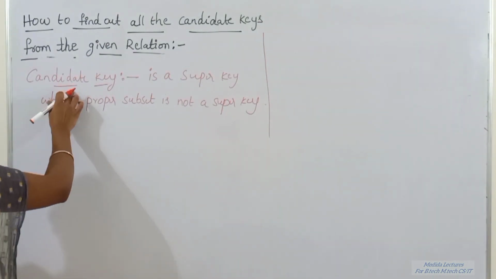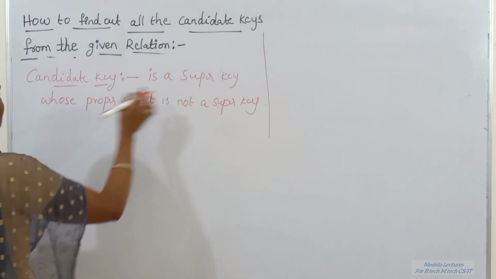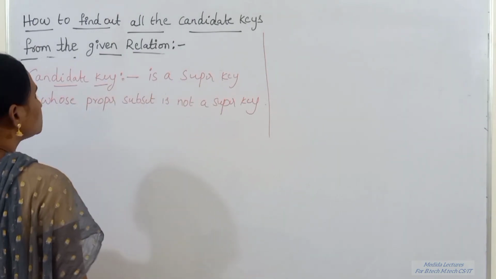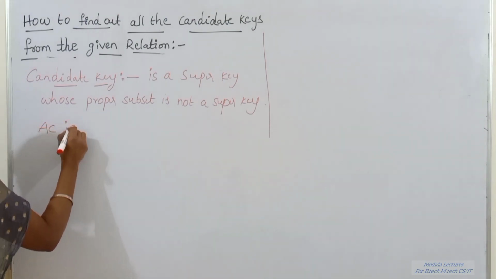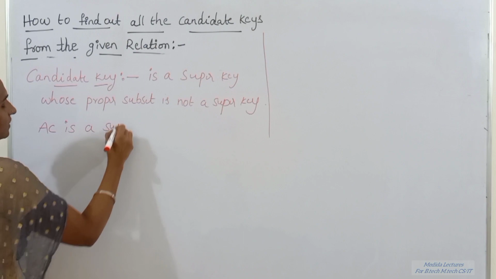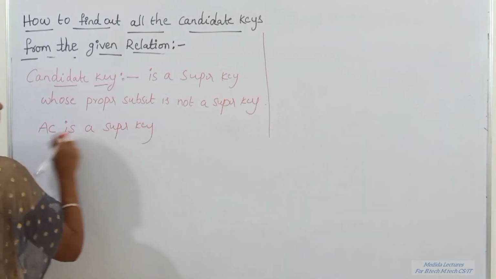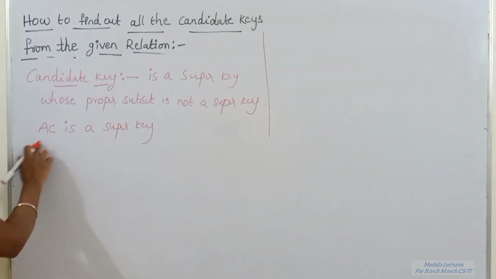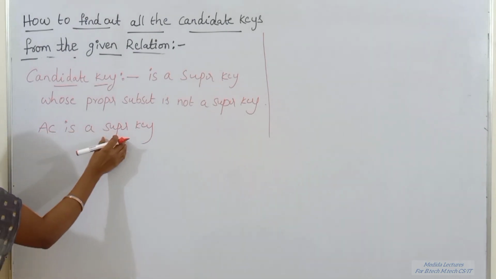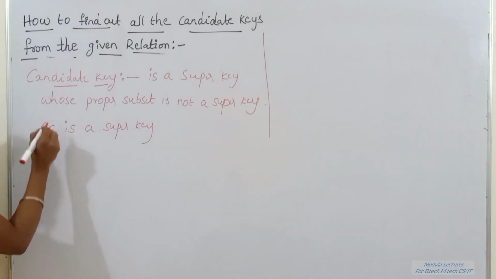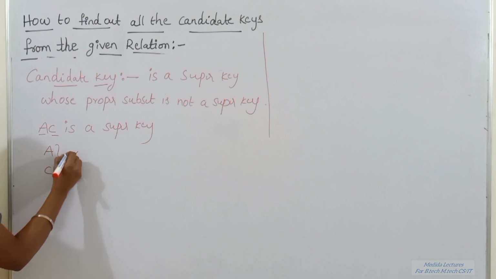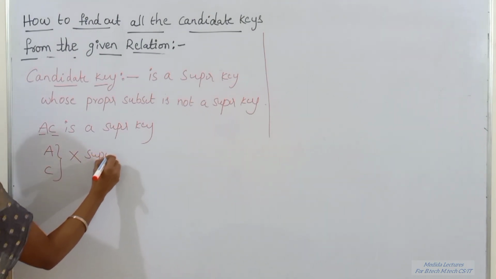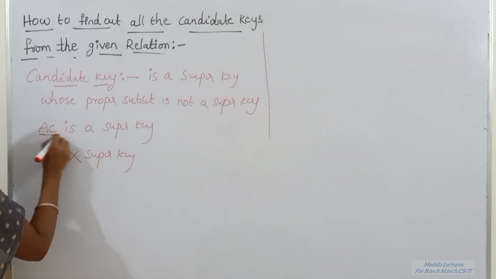So what is a candidate key? Candidate key is a super key whose proper subset is not a super key. Let us assume AC is a super key. When will it be a candidate key? If AC is a super key, what are the proper subsets of AC? The proper subsets of AC are A, C. These proper subsets should not be a super key. Then only AC would be a candidate key.